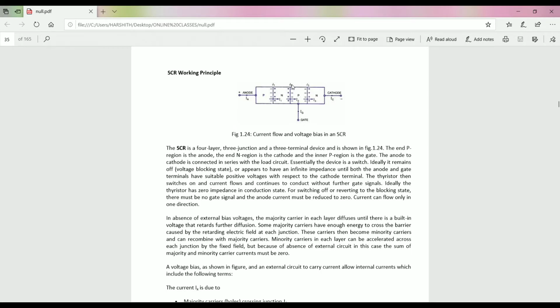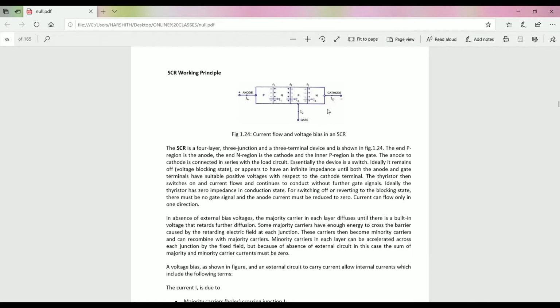Practically, the SCR is said to be in the off condition. So this is reverse biased, and both J1 and J3 are forward biased. No current flows in J2, so the SCR is said to be in the off condition. This is called the forward blocking state of the SCR.